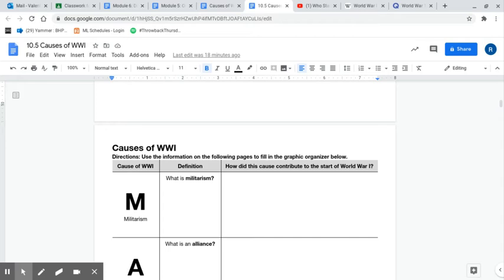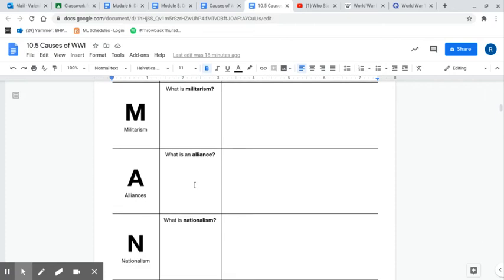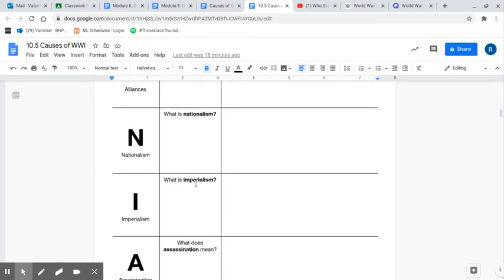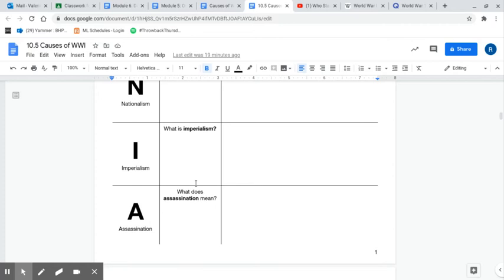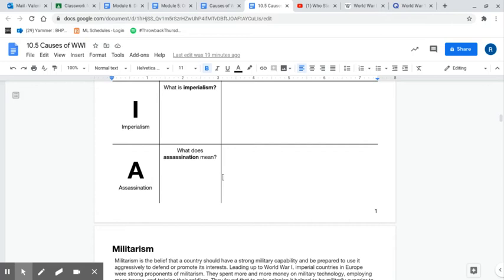What you're going to see is that a lot of the things that we've already discussed in class in previous lessons or units are all coming to fruition. They're all coming to a head and are going to be key reasons as to why this war begins. So the first one that you'll look at is militarism, followed by alliances, nationalism, and imperialism. Ultimately, there's going to be an assassination, but how does it all come together?